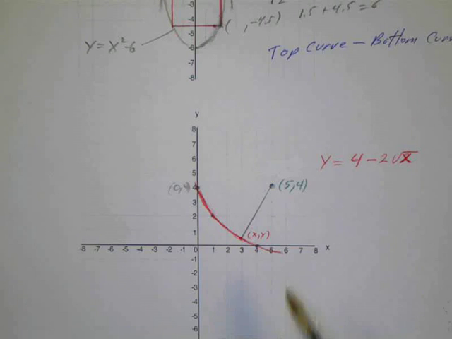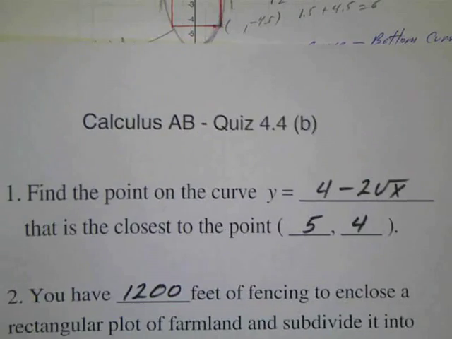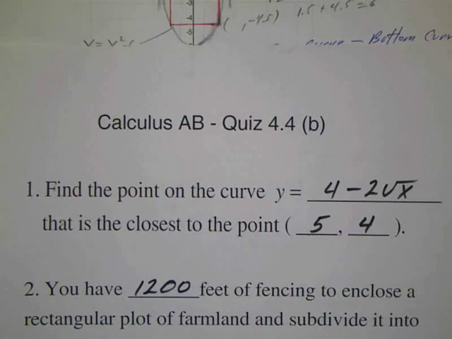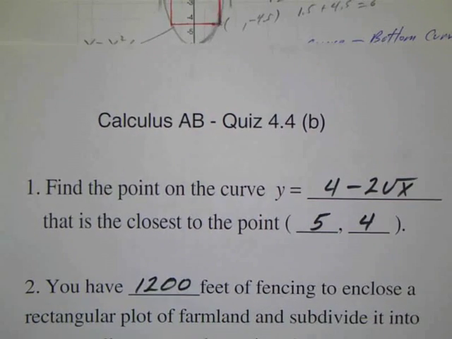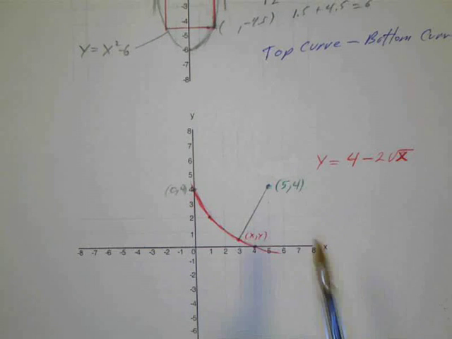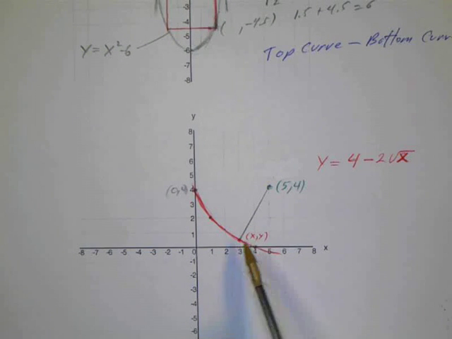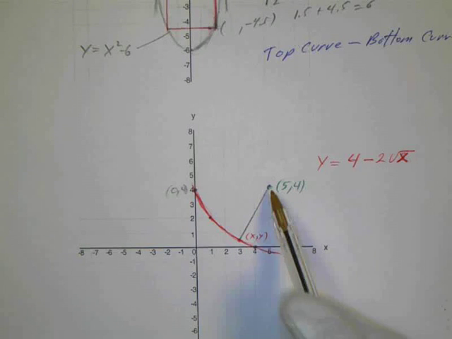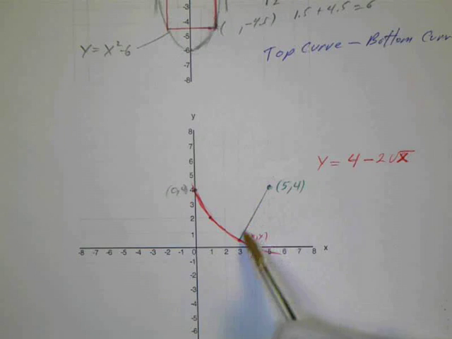So you can actually put some points in there and get it pretty fast. And what we're trying to do is find the point on this curve. So it says find the point on the curve 4 minus 2 times the square root of x that is closest to the point (5, 4). So this is the point (x, y), and we want to find what values of x and y will make this distance the smallest.